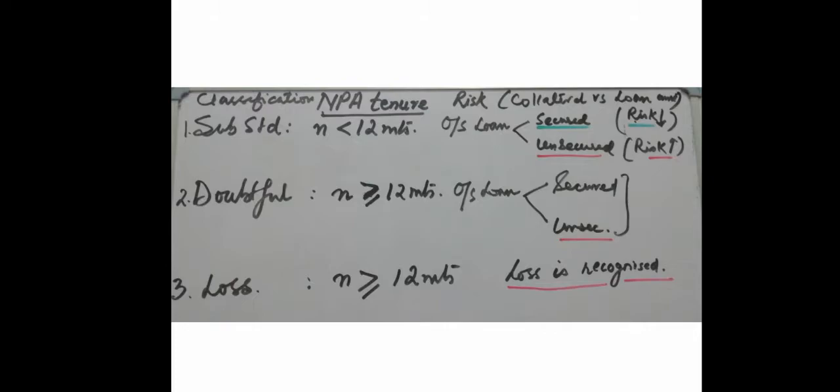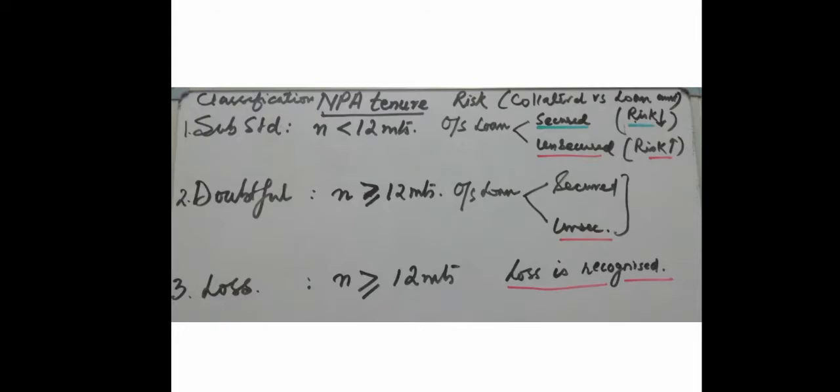Now secured means you do have collateral value which is sufficient to cover your outstanding loan value, so here you don't have any risk. But unsecured is where your collateral value may not be there, or it is less as compared to the actual loan outstanding, or the quality of your collateral is falling down. So these are the reasons where you may be running into risk.